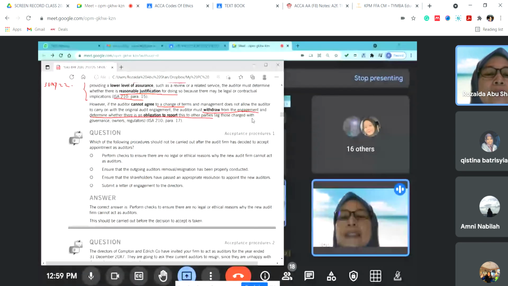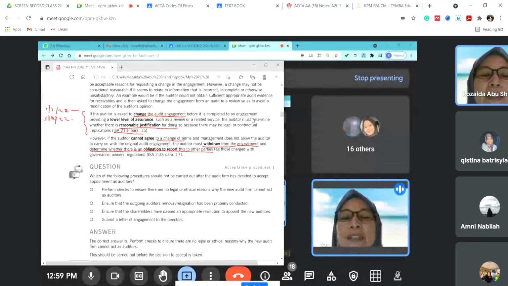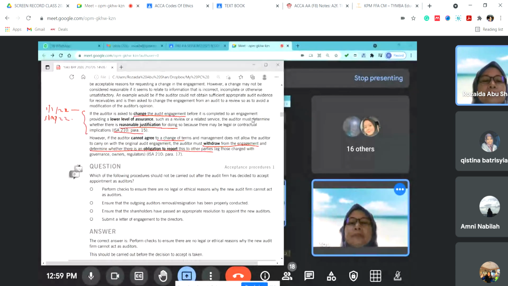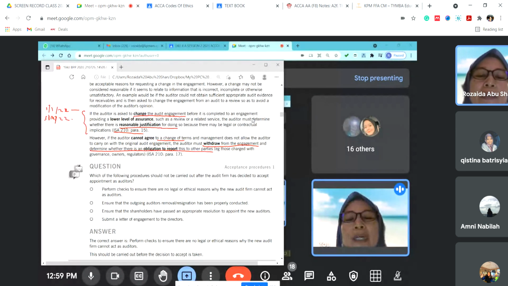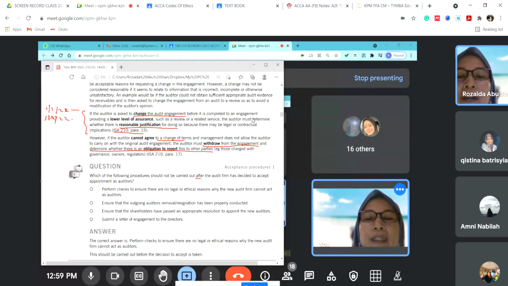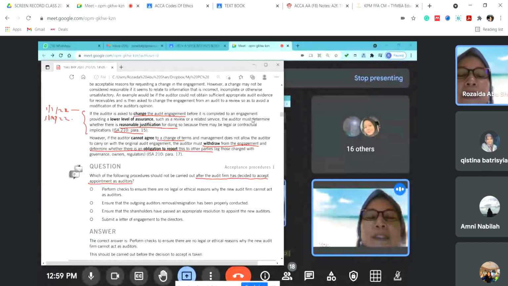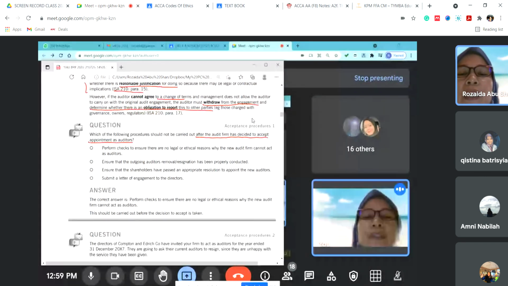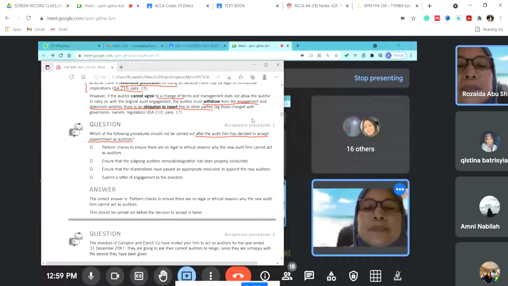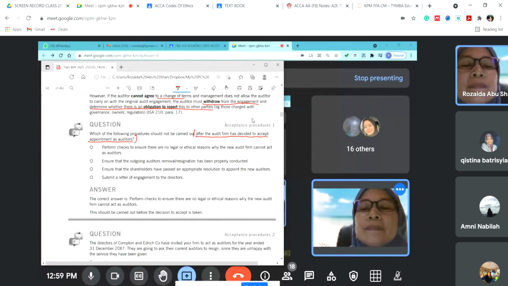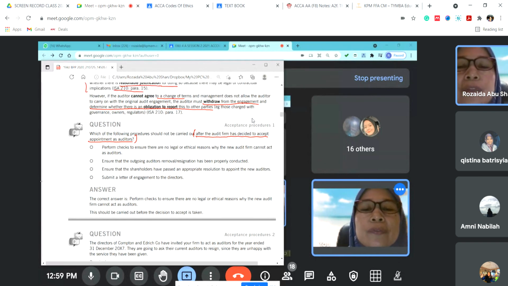Okay, then now you check, can you answer this question? Okay, which of the following procedures should not be carried out after the audit firm has decided to accept appointment as auditor. So remember earlier we had preconditions before the acceptance and after acceptance. So which one is not done after acceptance? After. Okay, perform check to ensure there is no legal or ethical reason why the new audit firm cannot act as auditor.